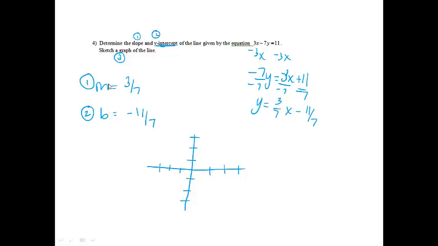Alrighty, and so let's see. Negative 11/7 is negative 1 point something, so we're going to go down to negative 1 point something. Whoop. And then if I have a slope of 3/7, that means we get to go up 3, 1, 2, 3, and then over 7. 1, 2, 3, 4, 5, 6, 7. It's going to go somewhere there. I'm going to try my best to draw a straight line on this thing. I have a little difficulty doing that, so we'll just pretend like that was a straight line when I did that.